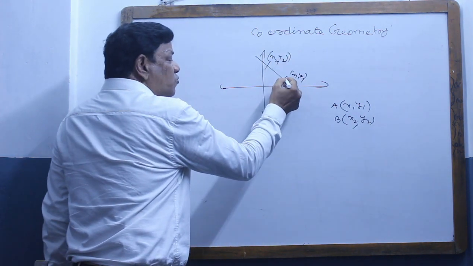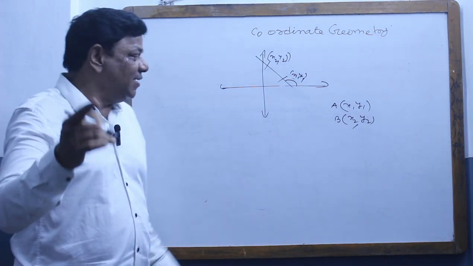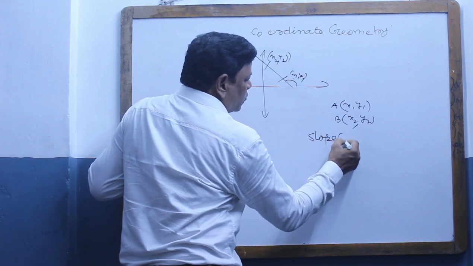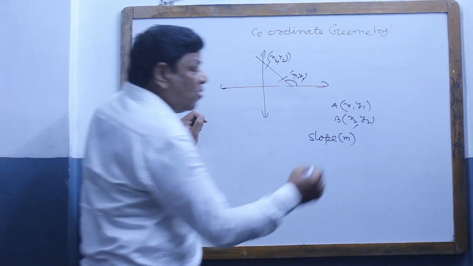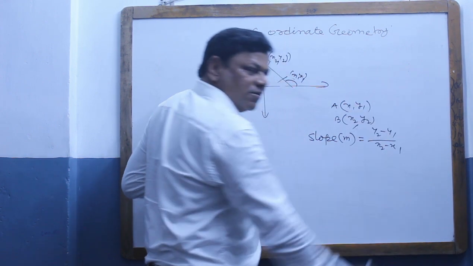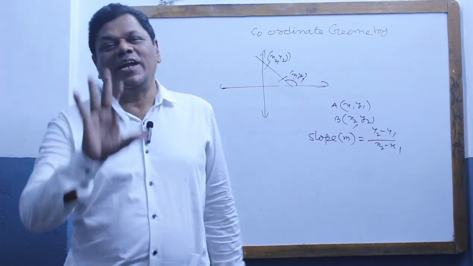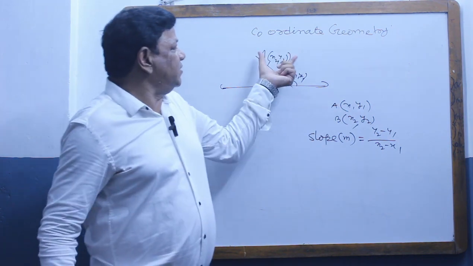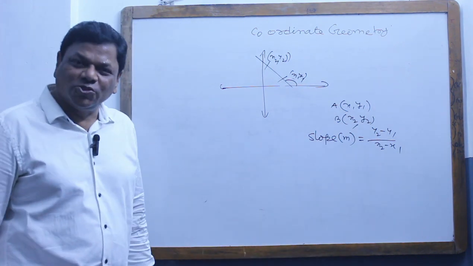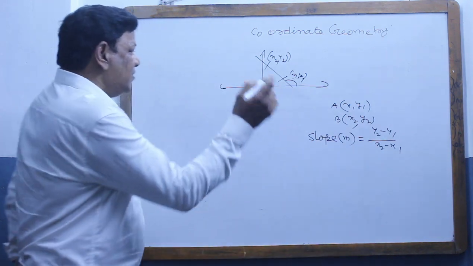How to find the slope? Slope means m, I already explained. So how to find the slope? There is a formula. What is the formula for m? m equals y2 minus y1 divided by x2 minus x1. So this is one formula to find the slope. Now we have understood there are two formulas. If these coordinates are given, we have to use this one. Understood, children? If two points are given, we can find the slope like this.